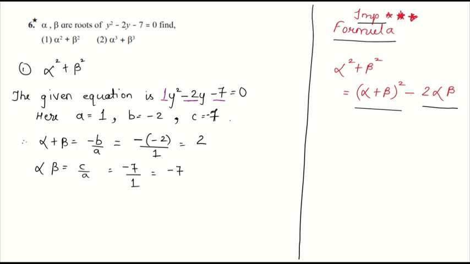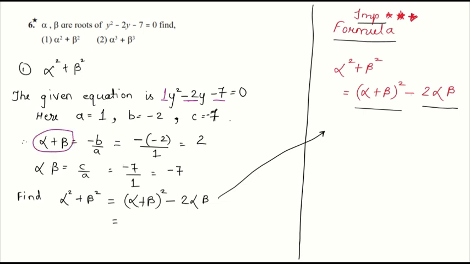As we are supposed to find alpha square plus beta square, what is the formula? The formula is alpha plus beta whole square minus 2 into alpha into beta. This is from this formula. Substitute the value of alpha plus beta whole square. What is alpha plus beta? We have alpha plus beta is equal to 2. This is the value of alpha plus beta. It is 2.